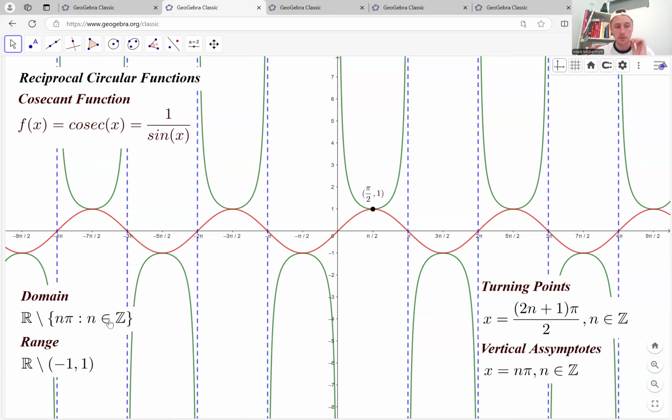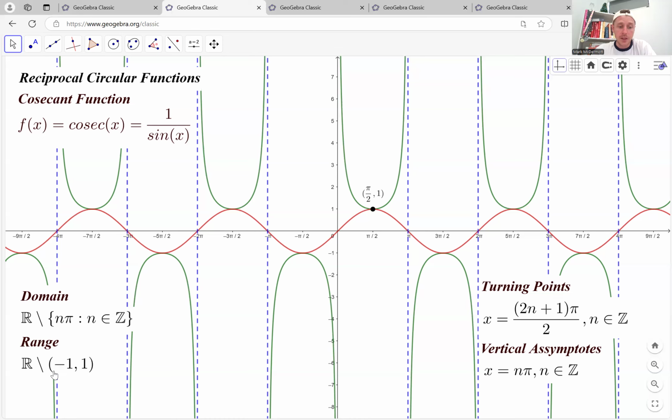Okay, let's look at the domain then. Based on this idea of vertical asymptotes being at integer multiples of pi, the domain is going to be all real numbers, not including integer multiples of pi.